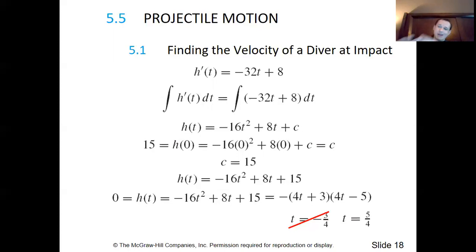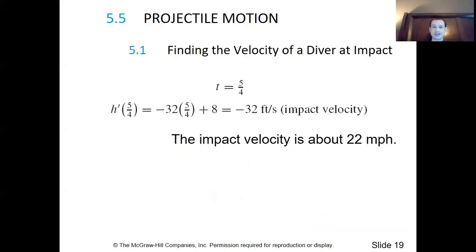But of course, you don't care about before they jumped. That's just an abstraction. So if your times are negative, throw them away. You don't need them. The time of 5/4 is what I'm going to use. Okay, now what good is that? Why did I go this route first? Well, now I know the time they hit the water. That is what I'm going to plug into my velocity equation.